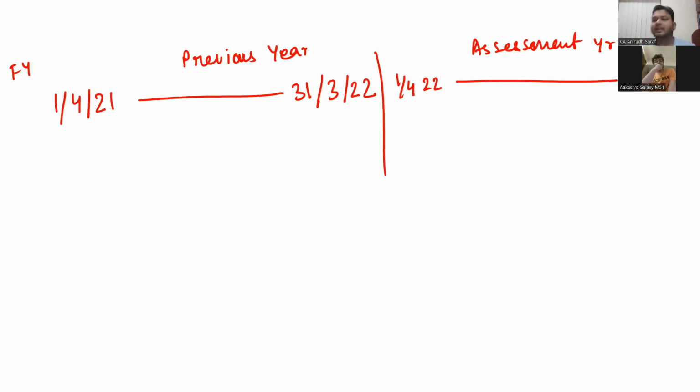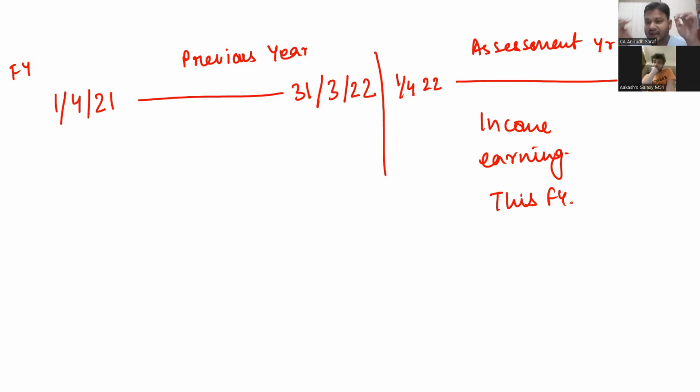Now, here is the tricky part. What about the income you are earning in this financial year? You will also earn some income in the second financial year, 1/4/22 to 31st March 23. Yes or no? Okay. So for that income, assessment will happen in which year? The year after.